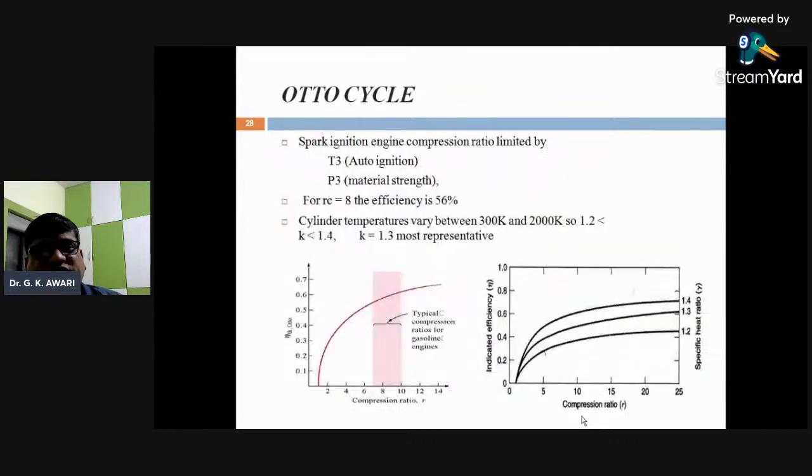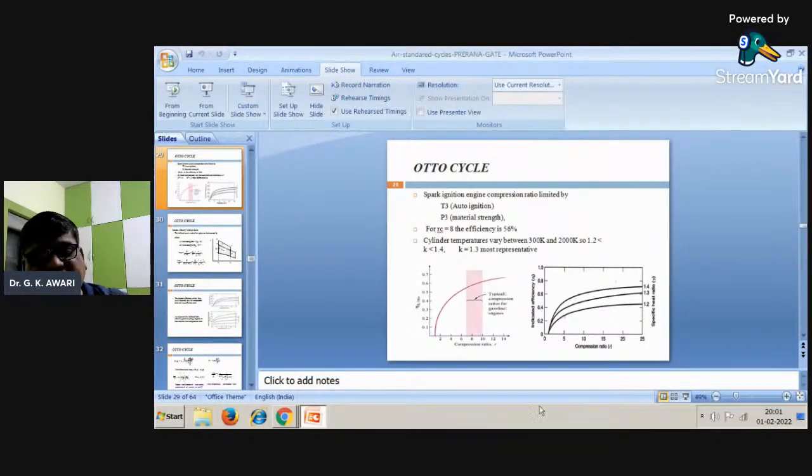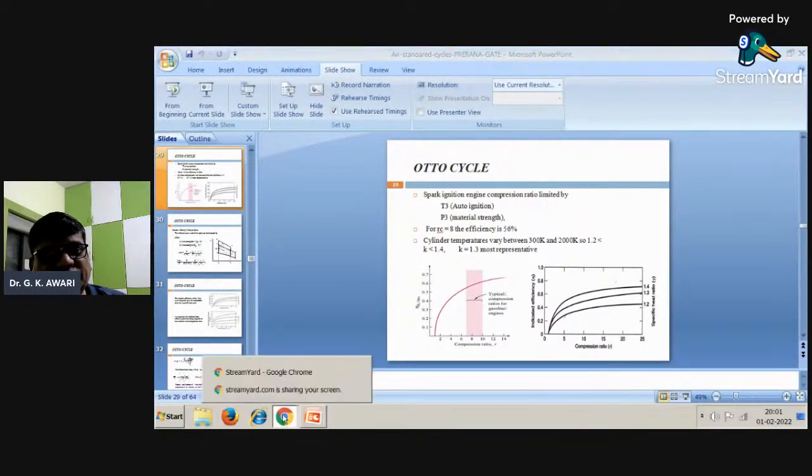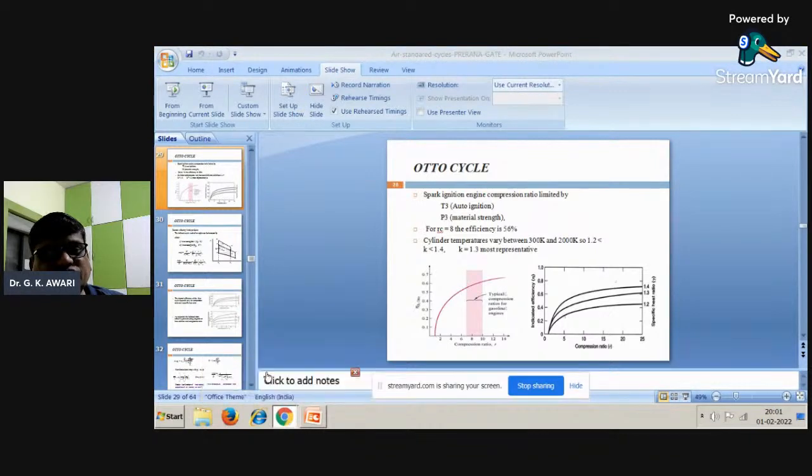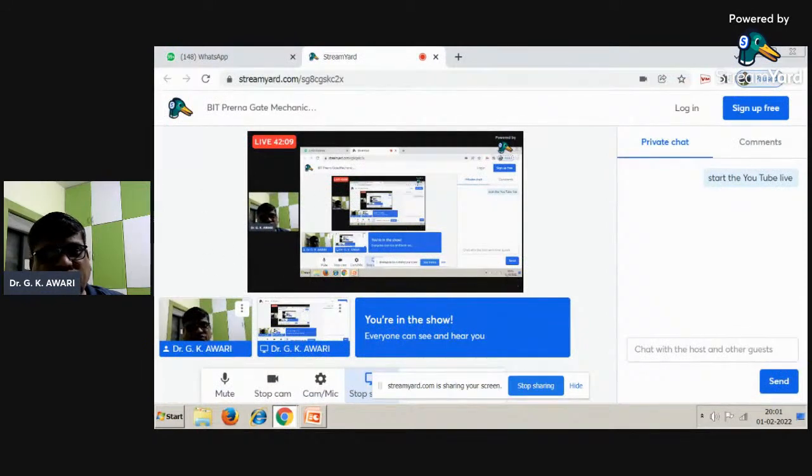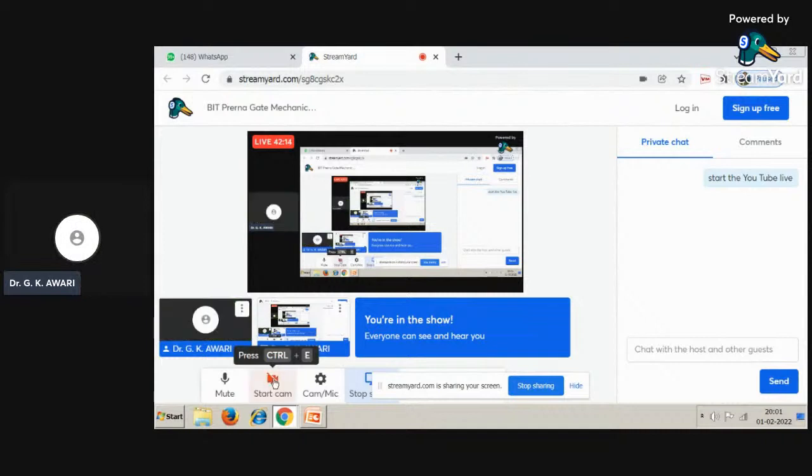Next we will see the processes and other characteristics of the Otto cycle as an air standard cycle. So let me check whether it is going on or not. Okay, yes, going on. So we will take a 1 minute break, a biological break, and then we will continue.